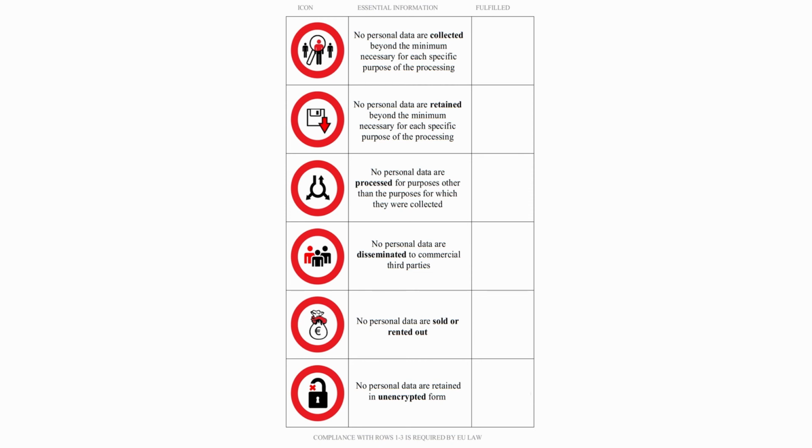As you can see, what they had in mind was just icons that would go on a web page and tell you certain things about the decision-making process. So no personal data are collected for purposes other than the purposes for which they were collected. Sorry, processed for purposes, not collected. No personal data are disseminated to commercial third parties. This was the level of complexity that they were imagining for any sort of disclosures related to algorithmic decision-making. So very basic, very easily interpretable.